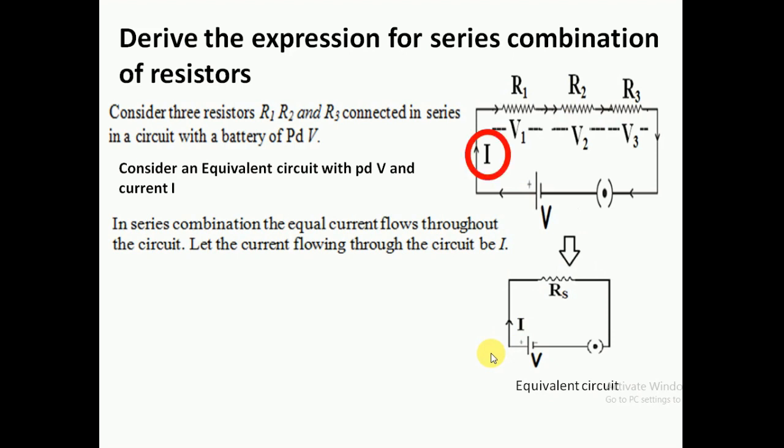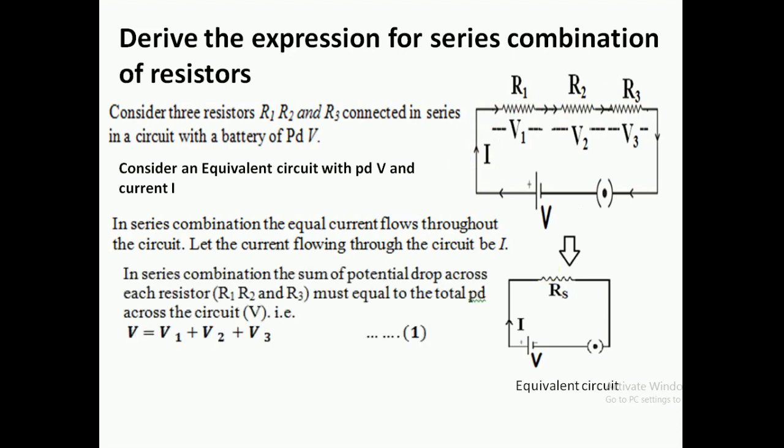As we all know, in series combination equal current flows through all the resistors R1, R2, R3. So let I be that current. This current I is flowing through R1, R2 and R3. One more thing I can write about the series combination is, if you add all the potentials across R1, R2 and R3, you will get the total potential. So that means V is equal to V1 plus V2 plus V3. I am giving this as equation number 1.